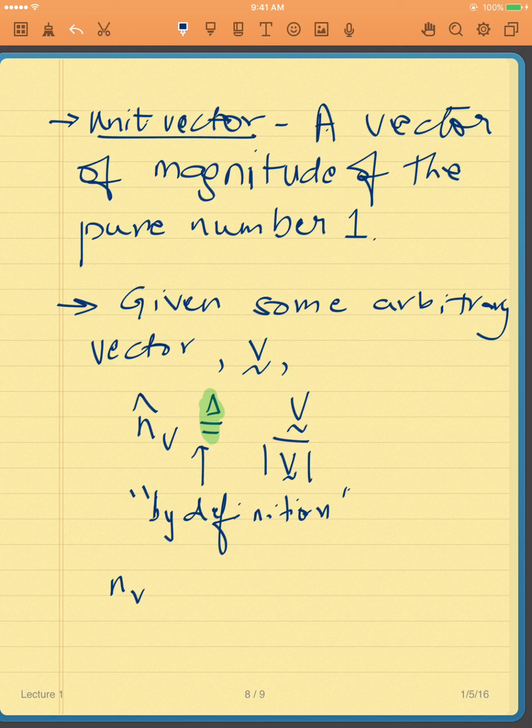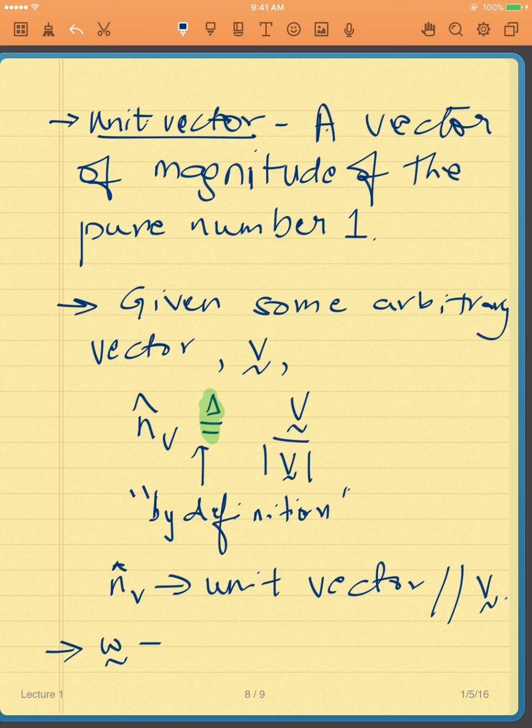n_v hat is the unit vector parallel to the vector v. These are all standard mathematical notations that you should be used to, like parallel is 2 lines that are basically parallel to each other. So given any vector w, we can always rewrite this vector as some magnitude w times n_w hat.